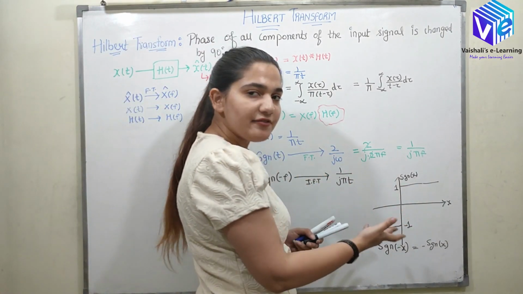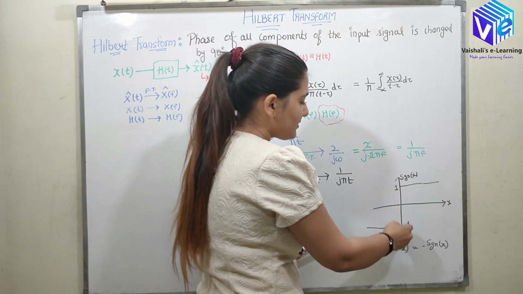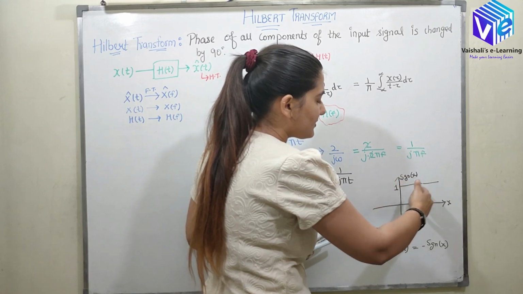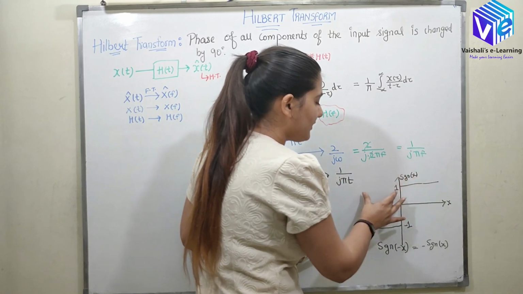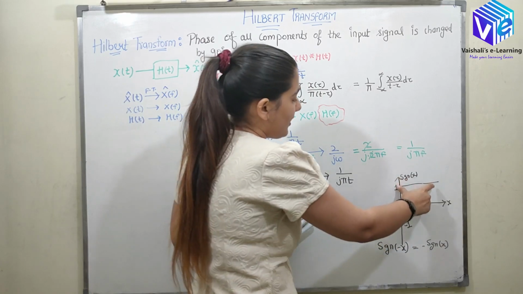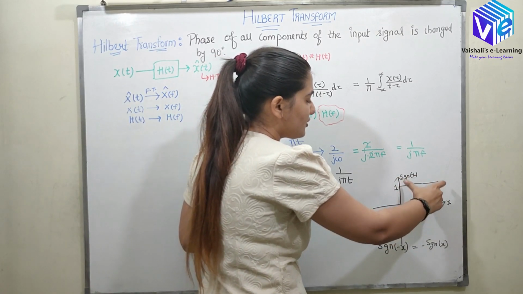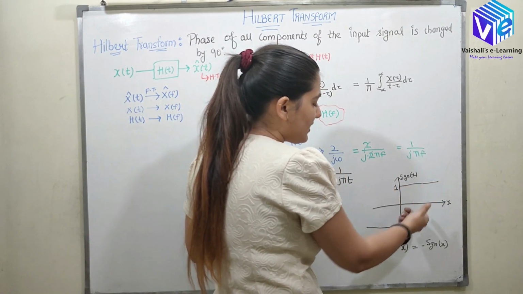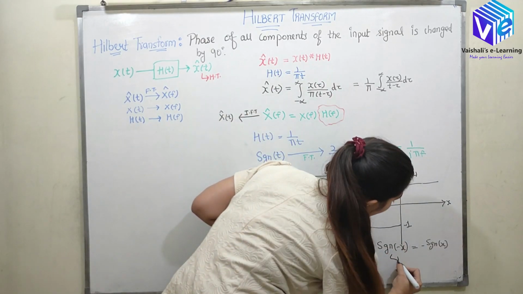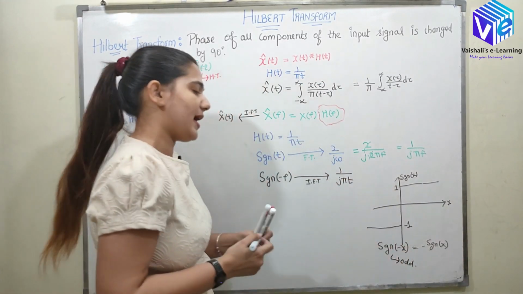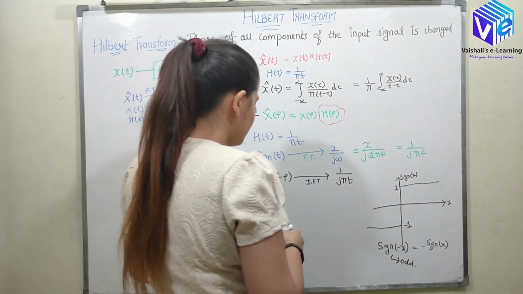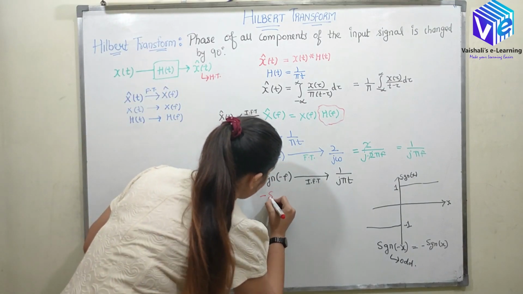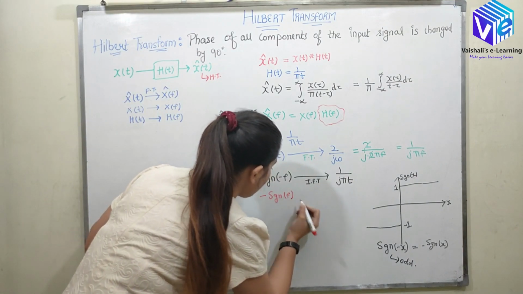How can you justify that a function is an odd function? You can see it with the help of the y-axis. If the y-axis produces mirror images of the function, then it is an even function, otherwise it is odd. Here I am not getting any mirror image, so I can say it is an odd function. So signum of minus x is equal to minus signum of x, and I can write signum of minus f as minus signum of f.